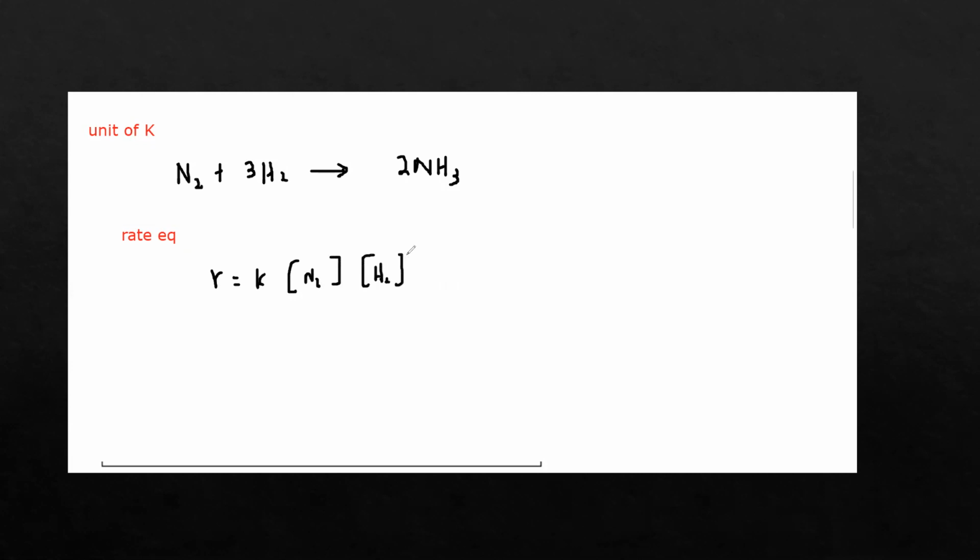For example, say nitrogen is reacting with hydrogen and forming ammonia. The reaction normally is a reversible reaction, but just to explain the idea, I use an irreversible reaction. So if I want the rate equation, rate, denoted by small r, is equal to a constant times the concentration of a reactant. Here nitrogen is there, and the concentration of hydrogen raised to power 3.